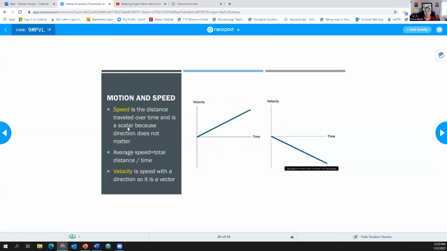So my speed on the freeway is, you know, 50 miles per hour. But when we talk about velocity, that has to do with direction as well. So my velocity could be 50 miles per hour headed north, or 50 miles per hour headed to Alta. So that has to do with direction. And when it comes to calculating speed or velocity, you would use the formula that's right here. So average speed is equal to total distance divided by time.